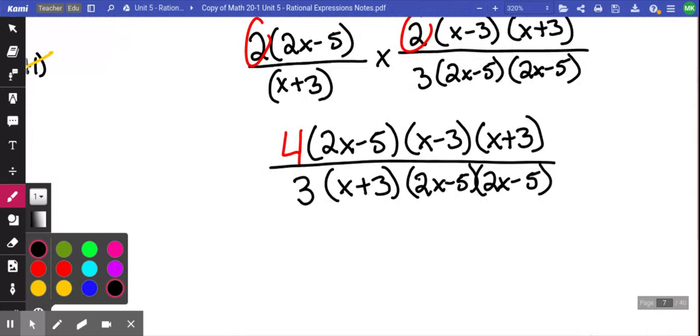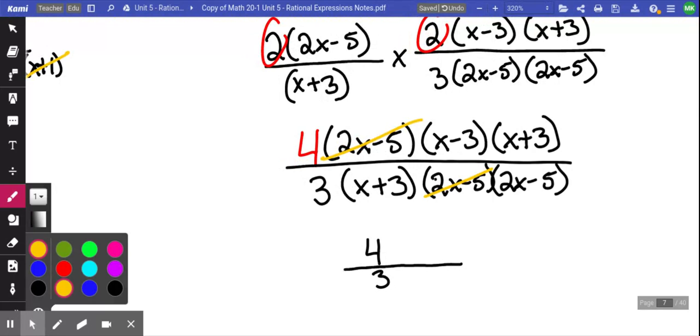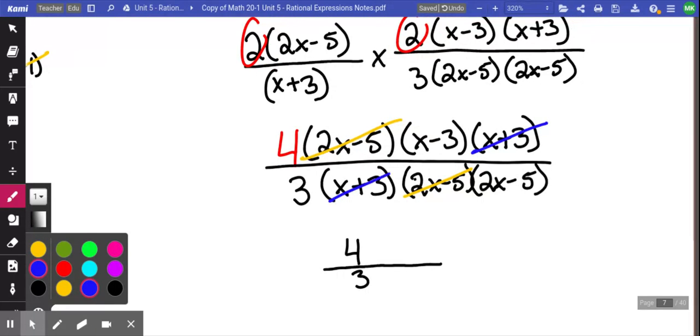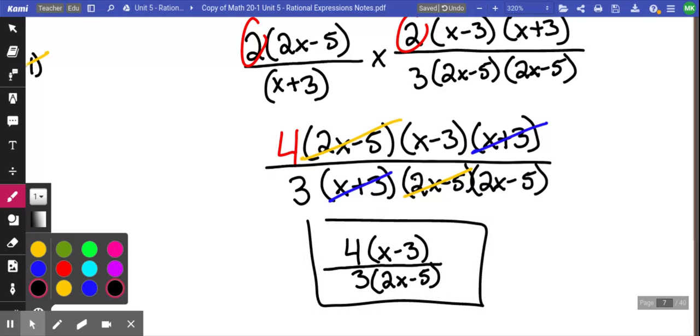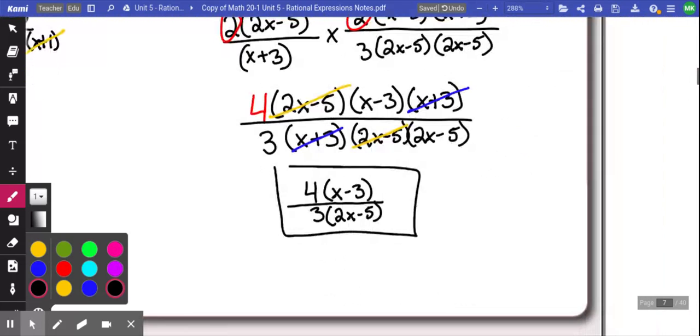I can now start canceling things out. The 4 over 3 isn't going to cancel out. One of the 2x minus 5s will cancel with one of the 2x minus 5s. The x plus 3 will cancel with the x plus 3. And I'm left with an x minus 3 on the top and a 2x minus 5 on the bottom. That is complete because I cannot factor it anymore and I cannot cancel out any more packages. Awesome. That is as hard as it gets. That'll be a hard question.